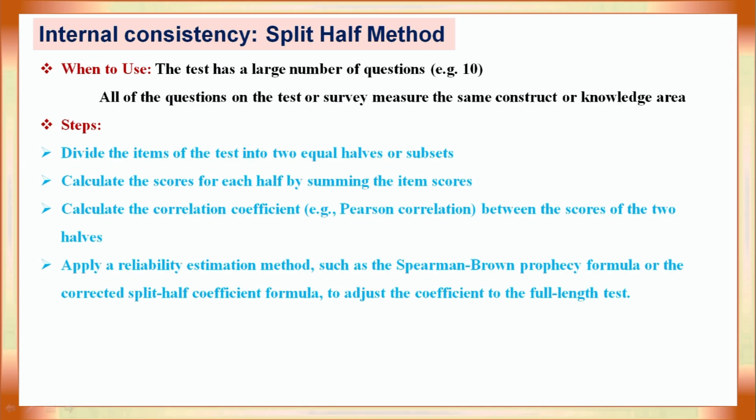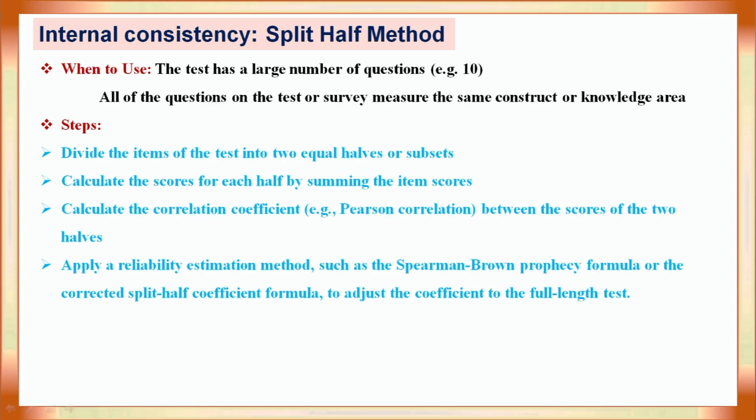So, how to do that? Split half method, when you are using the Spearman-Brown formula: first, you have to divide the test into two equal halves. Generally it is an accepted rule that we take the odd-numbered items together and the even-numbered items together. Then calculate the score of each half by summing the scores. For example, in a test comprised of 4 items, the first and third will be together, the 2nd and 4th will be together. So, we will calculate the sum of the responses received for each item from the respondent.